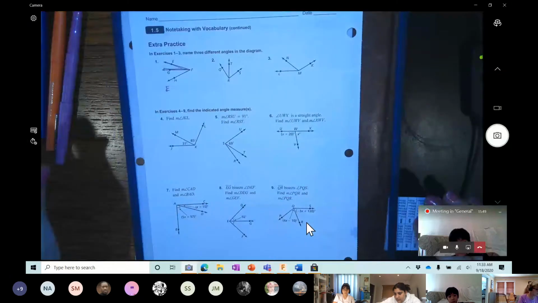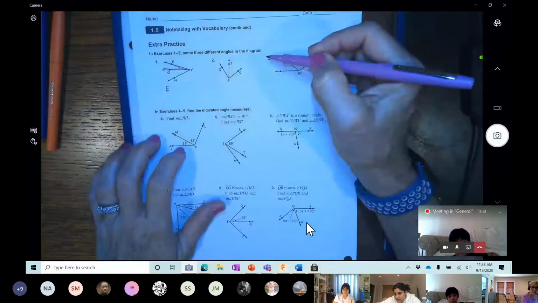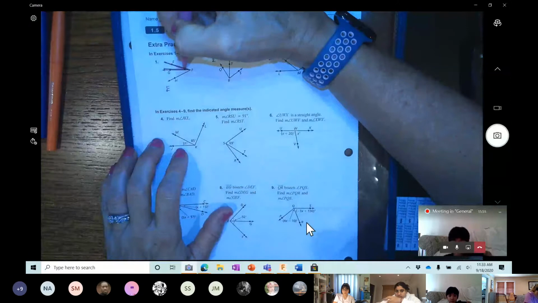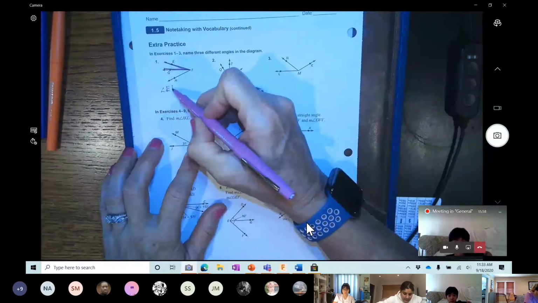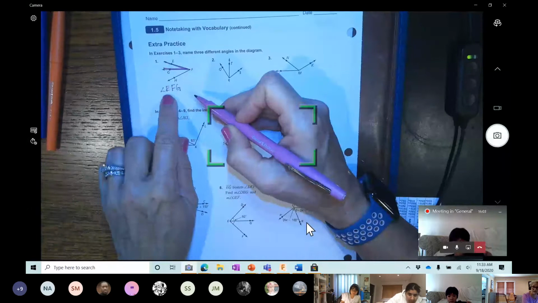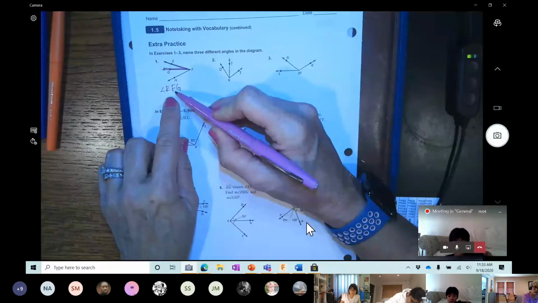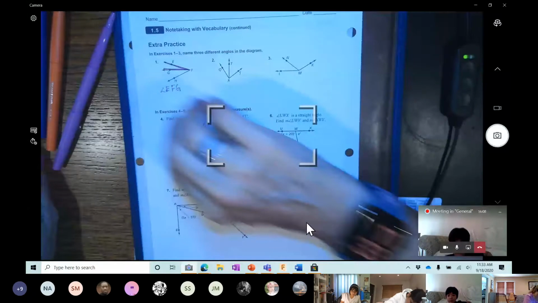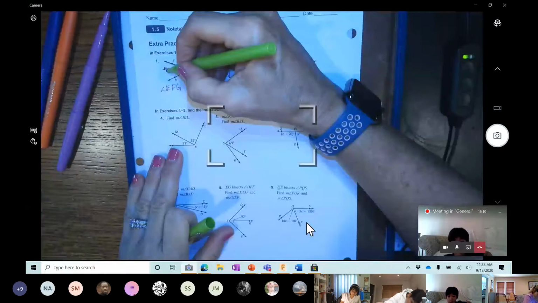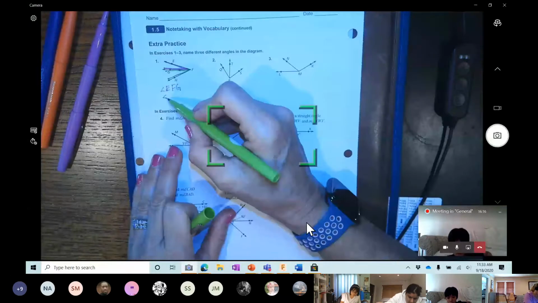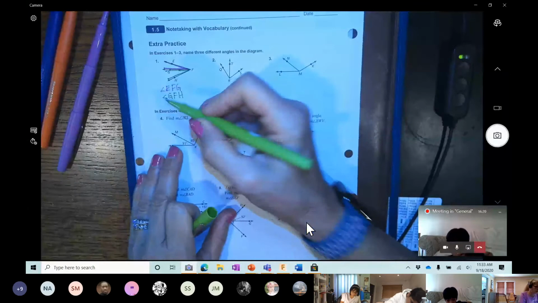So first question is, name 3 different angles in the diagram. So the first one is going to be this small one here. You have to say angle, put the symbol, EFG, or you can write GFE. As long as the F is in the middle, that's where the vertex has to be. A second one will be this other small one, and that's going to be angle GFH. Again, the vertex has to be in the middle.